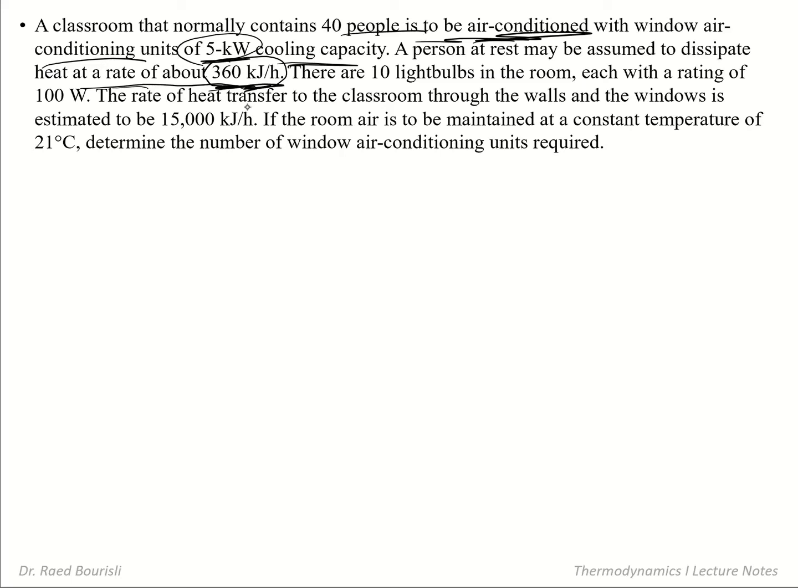So 360 kilojoules per hour, and there are 40 people, and there are 10 light bulbs, each with a rating of 100 watts, so 100 joules per second. The rate of heat transfer to the room through the walls and windows is estimated to be 15,000 kilojoules per hour. So if the room is to be maintained at a constant temperature of 21 degrees Celsius, determine the number of window air conditioning units.